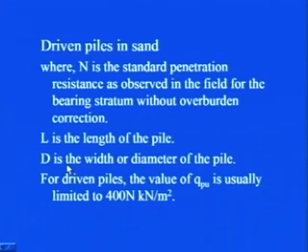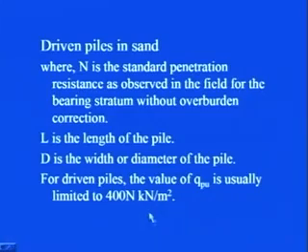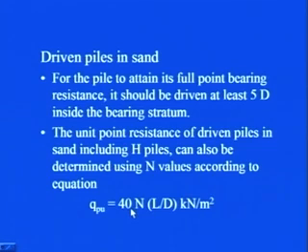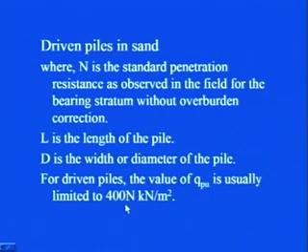L is the length of pile, D is the width in case of a square or rectangular pile, and the diameter in case of a circular pile. For driven piles, the value of QPU is usually limited to 400 N kilonewton per meter square. So you can find the value of QPU from this expression and also from QPU equal to 400 N. If the value from this expression works out to be more than this, then you have to restrict the QPU value to the maximum of 400 N as point bearing resistance.